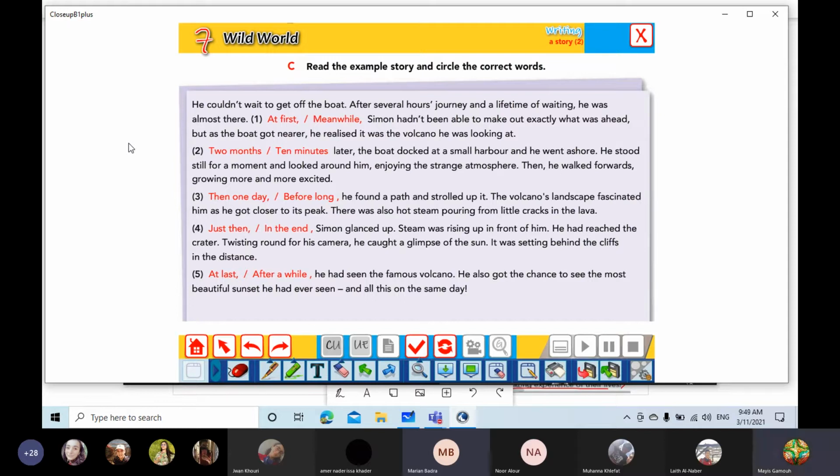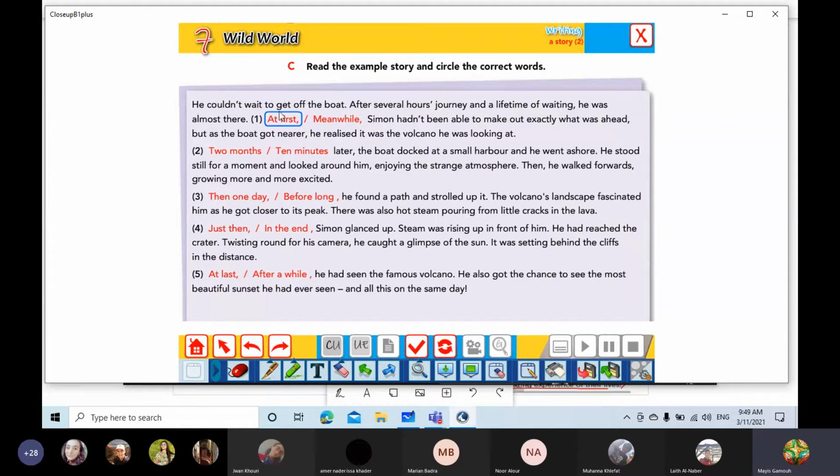Yes, he realized, so it means he recognized. All right, let's see. At first, because it is the beginning of our story. So he couldn't wait to get off the boat. So, okay, he is in an excited mood. Okay, and he had several hours of the journey of his lifetime and a lifetime of waiting. So he has been waiting for this journey for his lifetime. He was almost there. Okay, he reached the destination, the location he wanted.